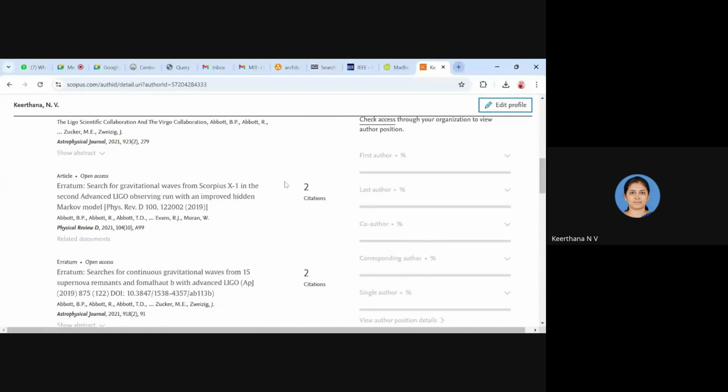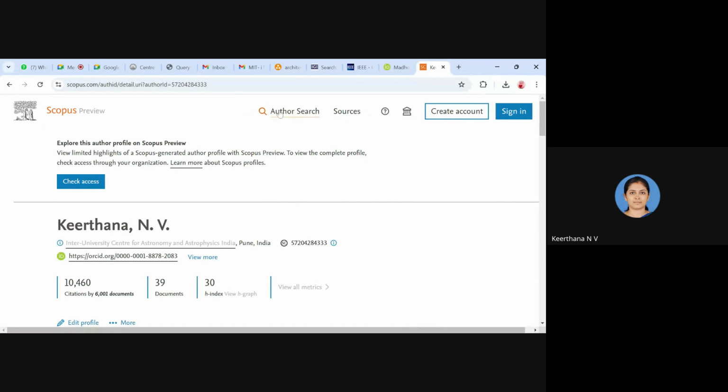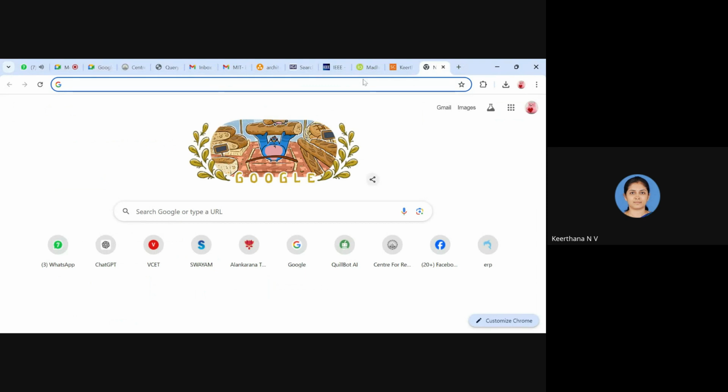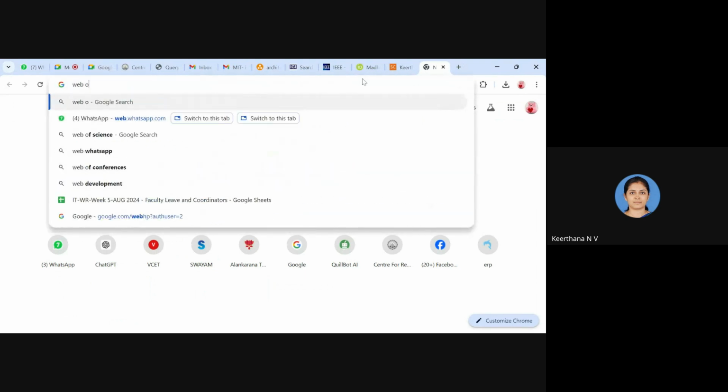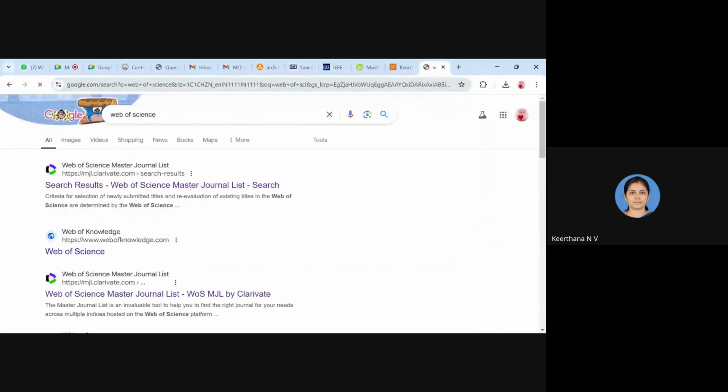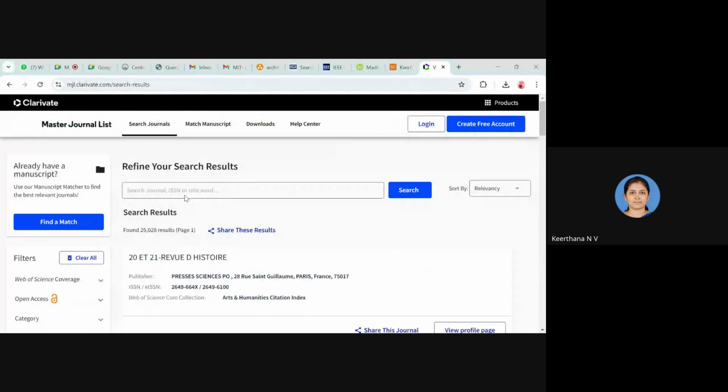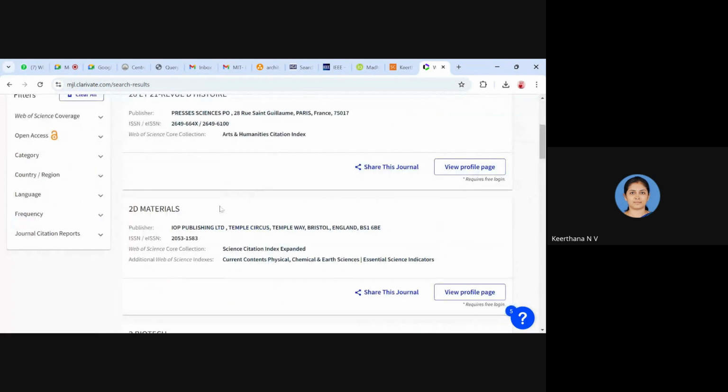And you can check here any authors who are presenting. If you want to check any other authors, you can check through author search and papers, links. You can check whether your journal is under Web of Science or not by entering that journal's ISSN number or journal title. You can type it here. It will show you the results here.